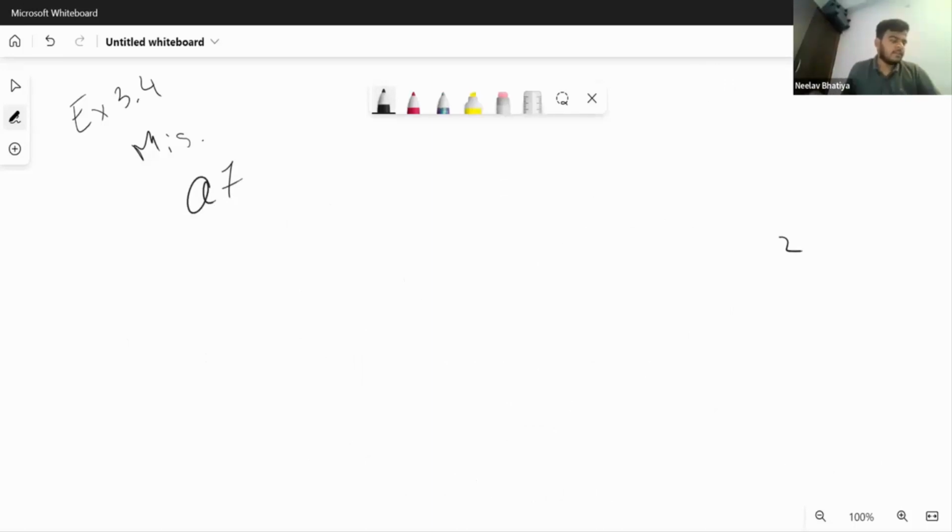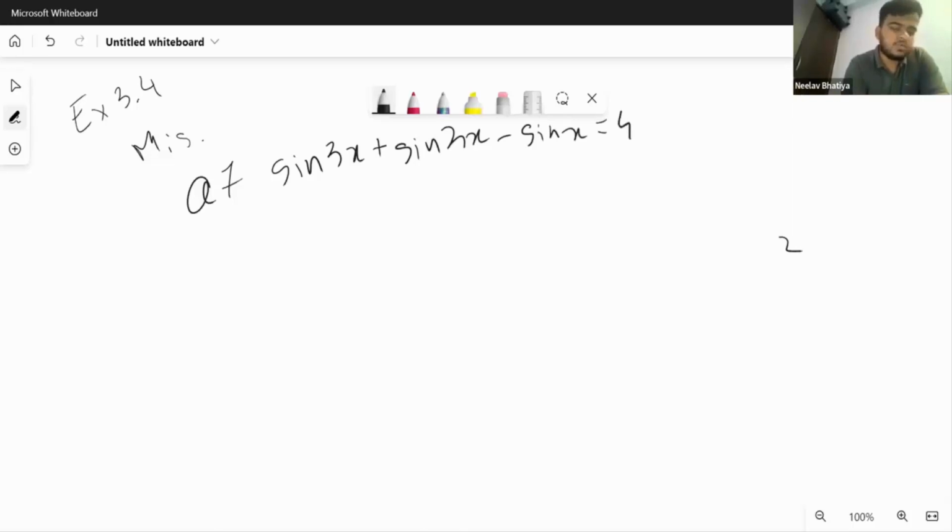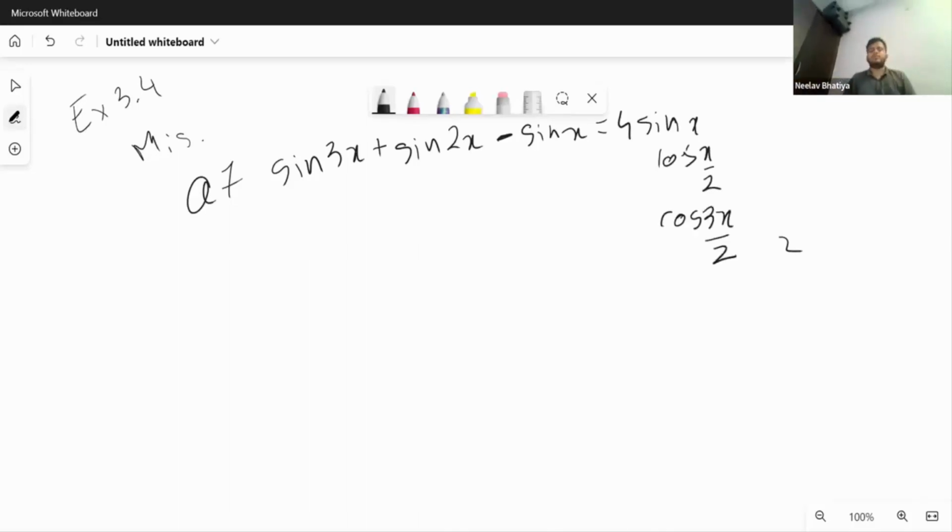In question number 7, we have to prove sin 3x plus sin 2x minus sin x equals 4 times sin x cos x by 2 cos 3x by 2. Now try and do that again. Try and find out what is that specific term that when you apply the formula, you're going to take something out common. Correct. That is the way that you should look at this question, right?